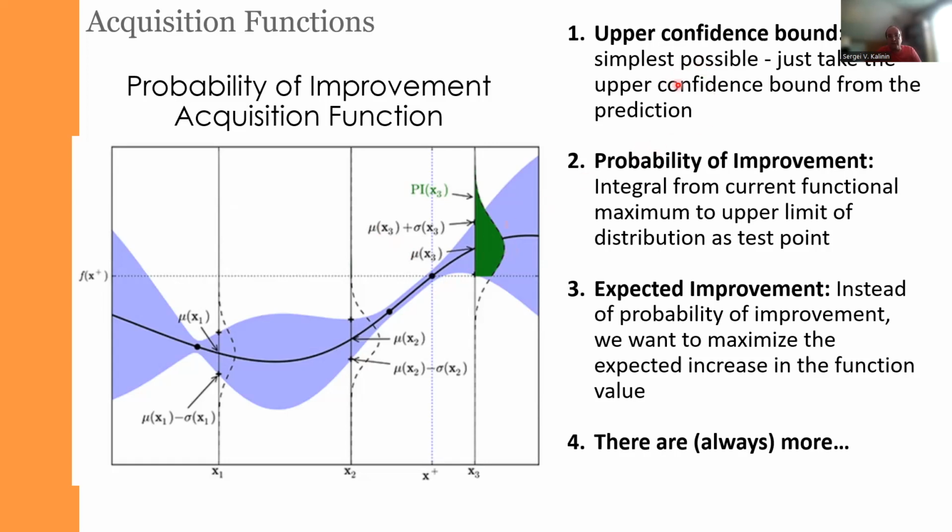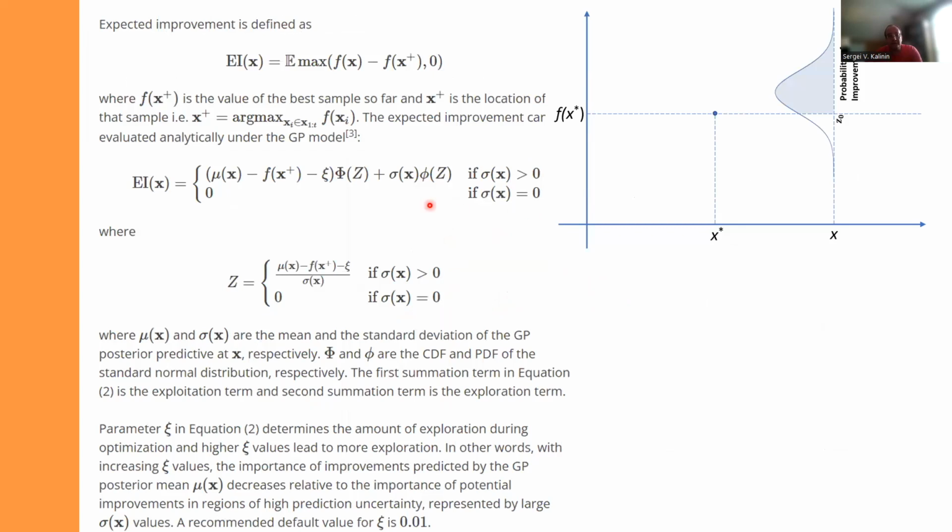So one is the upper confidence bound, meaning that we predict the value and then we take plus several deltas, meaning the width of the distribution. We have the probability of improvement, which is the integral from current value to infinity at the test point. We have expected improvement, and there are always more. So there are an infinite number of ways we can use the predictions in order to formulate our exploratory policy. There are several blogs that explore them in detail.